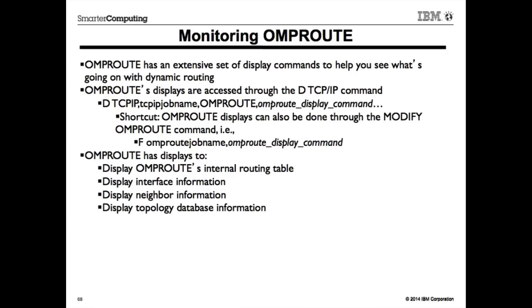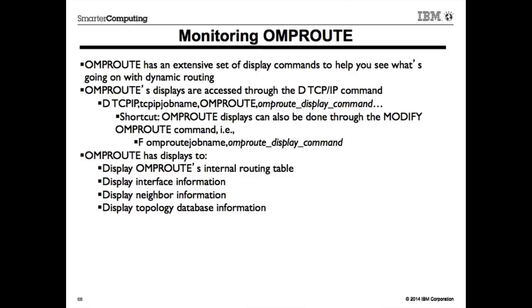So now we'll talk about monitoring OMPROUTE. OMPROUTE has an extensive set of display commands to help you see what's going on. Okay? And you access OMPROUTE's displays through the display TCP/IP command. So it's display TCP/IP, TCP/IP job name, and then the keyword OMPROUTE, and then the OMPROUTE display command. That can get kind of long and be kind of a burden to type, so we gave you a cheap little shortcut. You can also do a modify. You can do all OMPROUTE displays using the OMPROUTE modify command. So if you say modify OMPROUTE job name, you can put an OMPROUTE display command there, which is a lot less typing than typing display TCP/IP, TCP/IP job name, OMPROUTE.